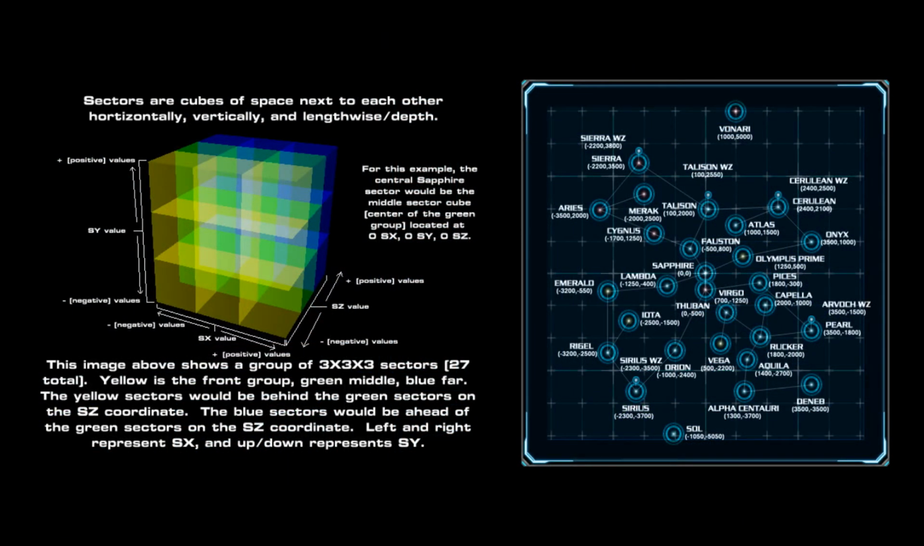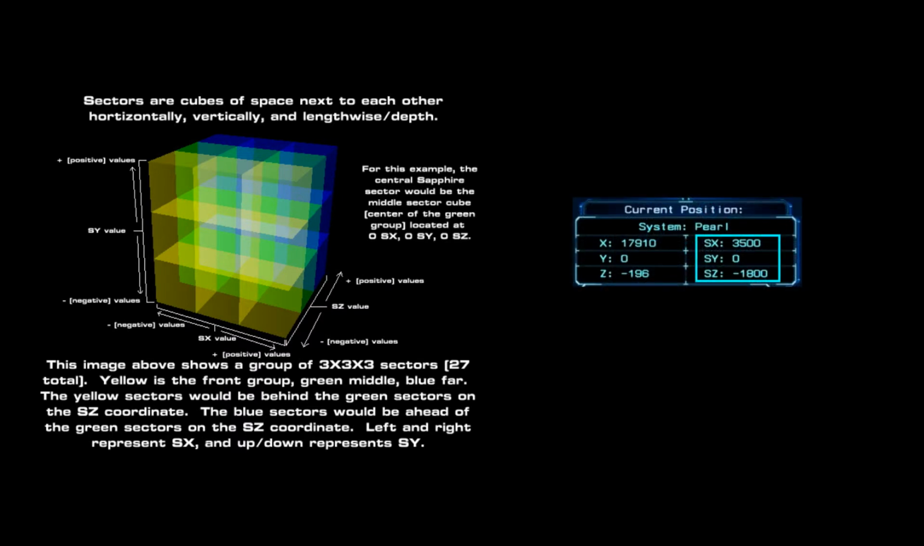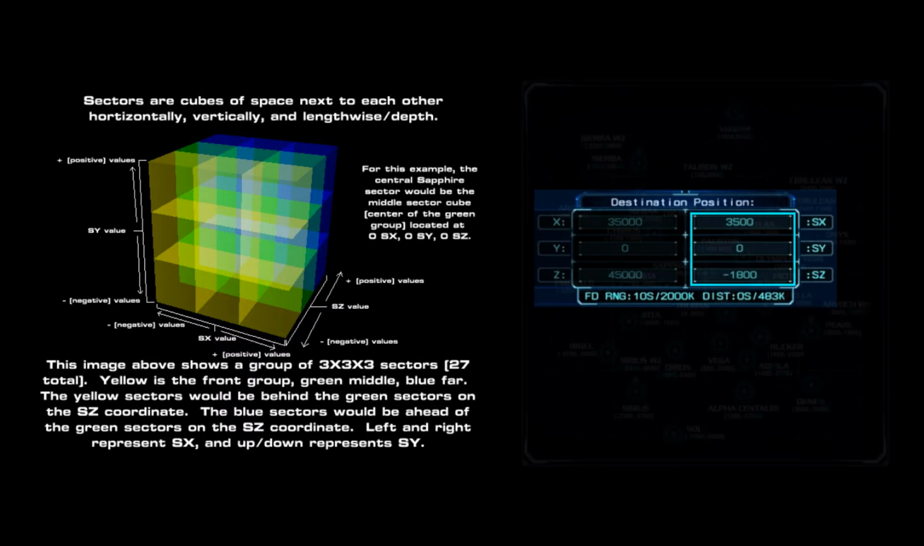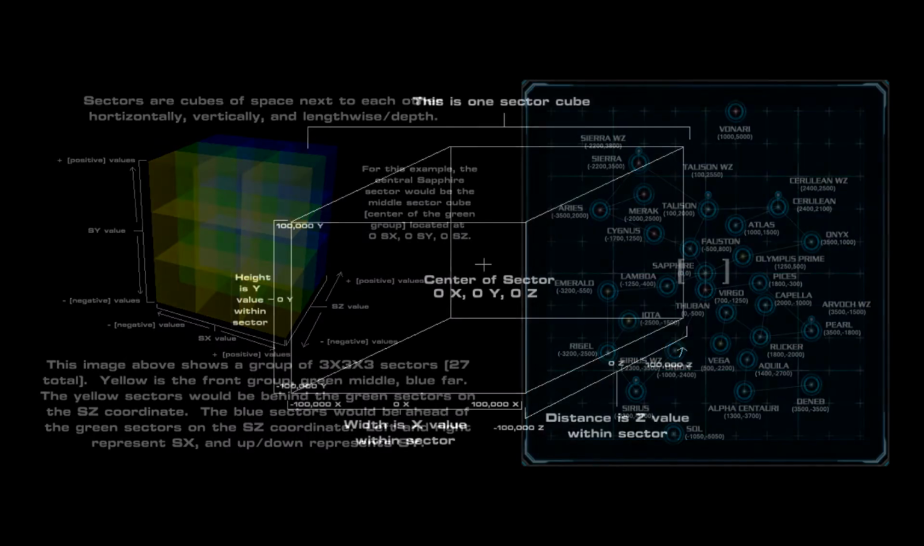Here is an overview of how locations in space are organized in Evochron. The game's universe is divided into cube sections called sectors. Sectors use the SX, SY, and SZ coordinate values displayed in the current position and destination position sections of the navigation console reviewed earlier. Sectors are organized numerically from the center of the Evochron region, with Sapphire located at 0 SX, 0 SY, and 0 SZ, which is displayed on the quadrant map here.